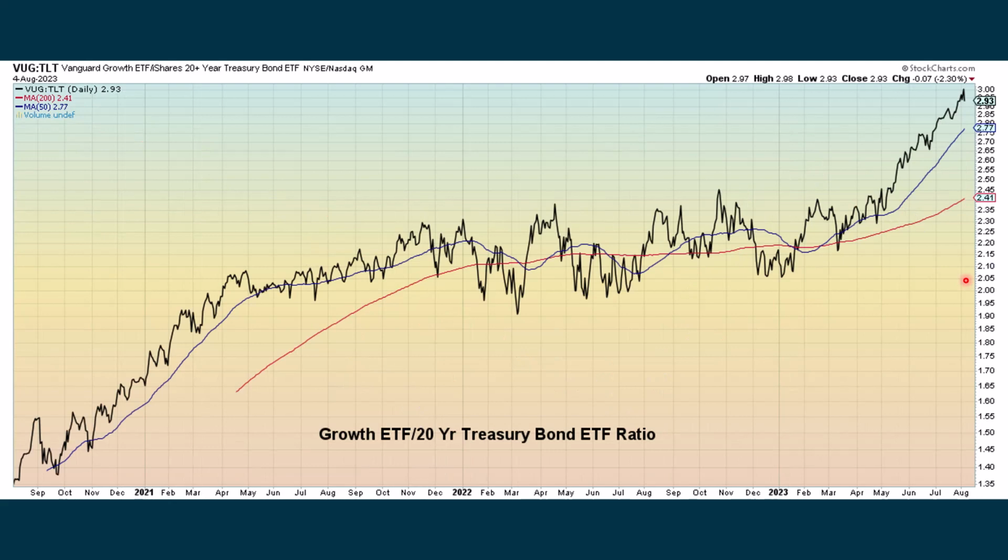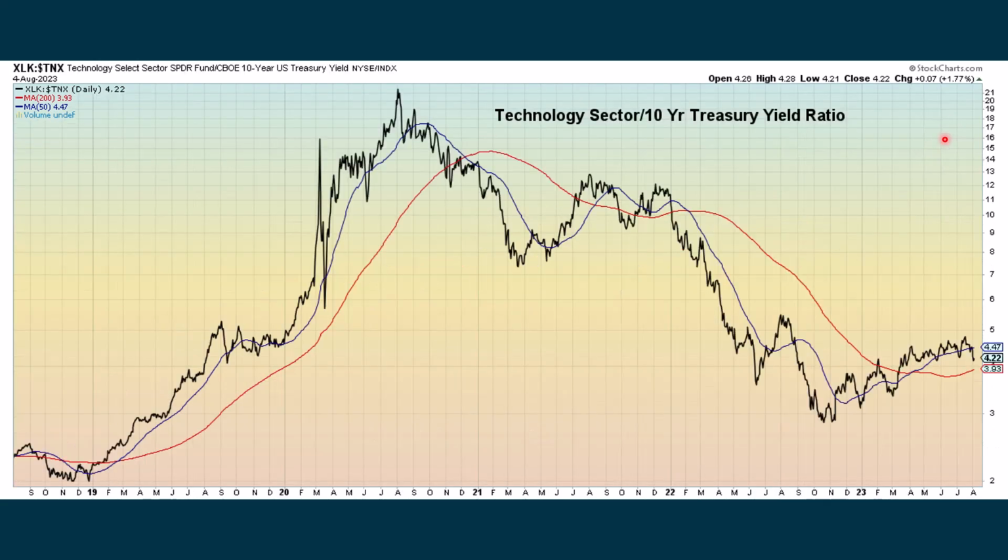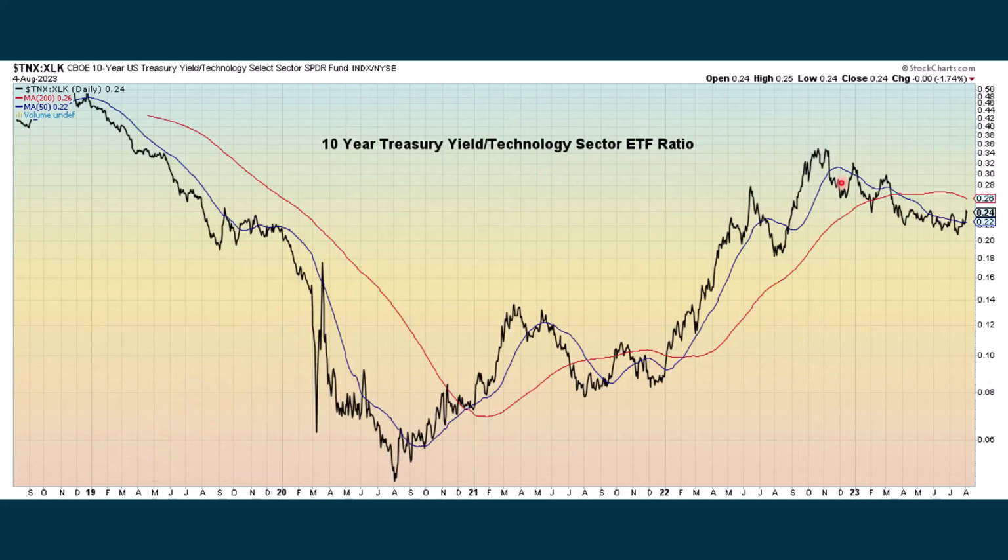Looking at growth, which means buy low, sell high, and comparing it with government bonds, growth stocks are really outperforming. The tech sector to the 10-year Treasury yield shows that the tech sector is outperforming the rise in interest rates, even though this ratio has dipped down. An inverse of that shows how the rise in interest rates has been underperforming the tech sector, even though it's seen some recent strength.